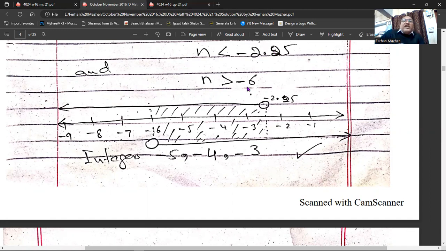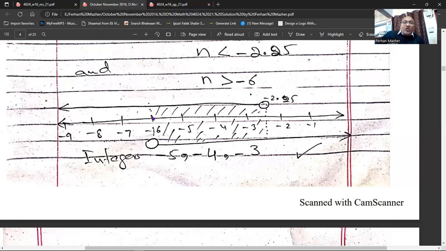He says n is greater than -6. So put a circle here because n is more than -6, so this arrow will be to the right. The overlapping portion between these two solutions is this. -6 is not included because this circle is not shaded, because here you don't have that equal sign. -2.5 is not included in the answer either, because this circle is not shaded, because we don't have an equal sign here.